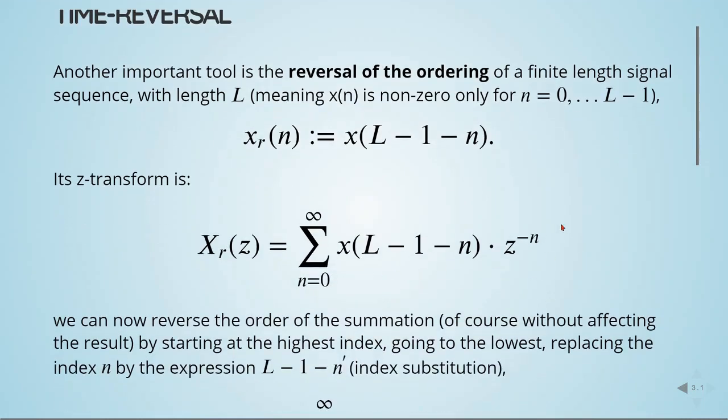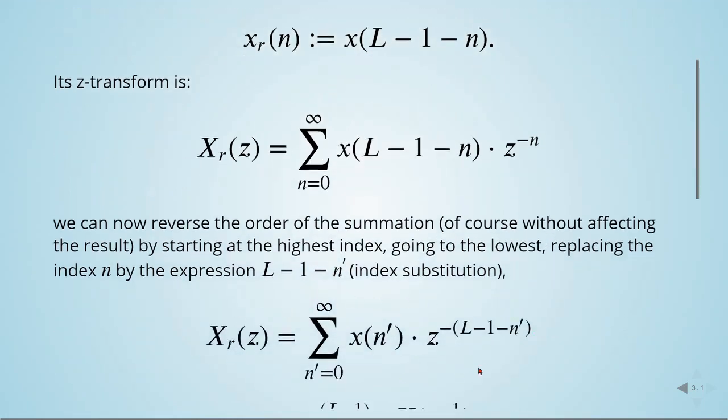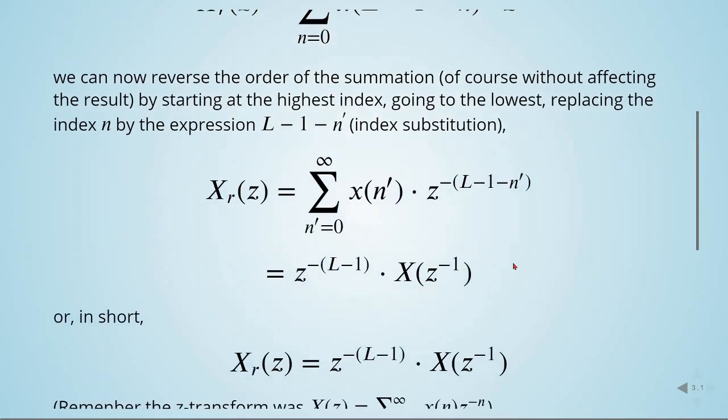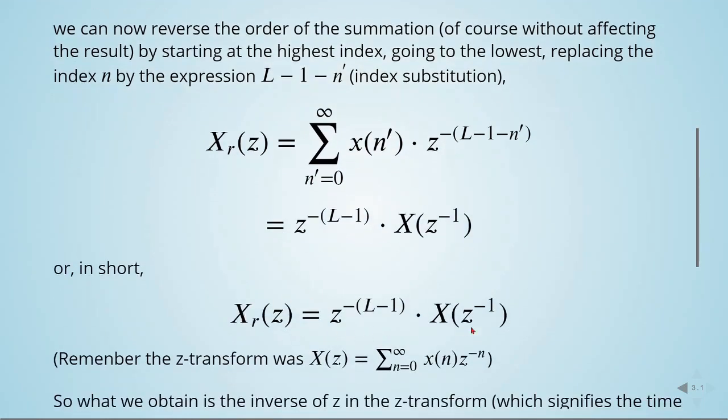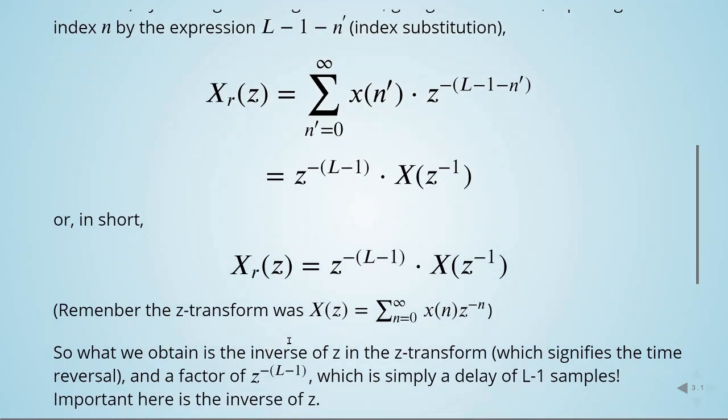We can now reverse the order of the summation, of course without affecting the result, by starting at the highest index going to the lowest, replacing the index n by the expression L minus 1 minus L prime, index substitution. So here we have the index substitution and we have the reverse order of the summation. In short, it goes like this. So remember, the z transform was given by this, and now we have the reverse, which is given by this.